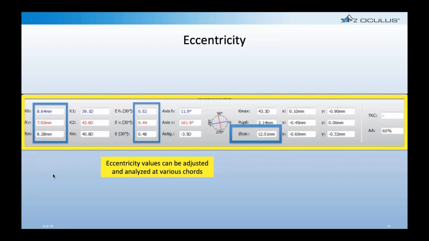The next box we see are axes of astigmatism. In this case, 11.9 and 101.9. We have our amount of astigmatism for this patient, 3.5 diopters. And then moving over to the right, we have another box which is really useful, and that's the corneal diameter. It looks like the number symbol with cornea after it. In this case, it says 12.01.